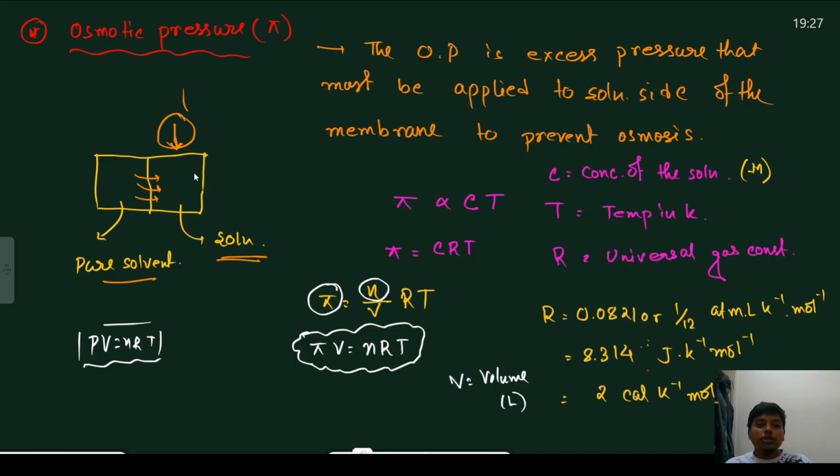Okay, so osmotic pressure pi is equal to n by V RT or pi is equal to CRT. Now modified is pi is equal to i into CRT. Clear? This is the actual formula. We have to add i also. Clear or not?